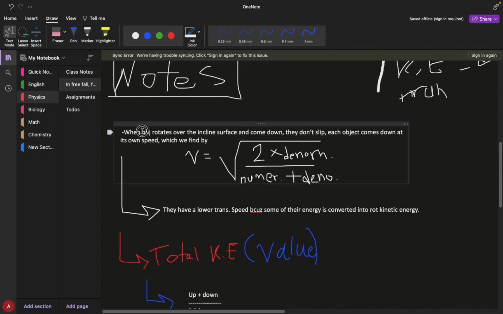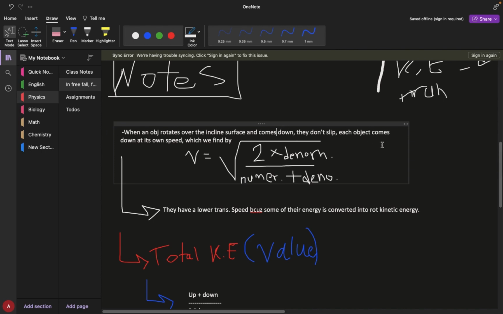When an object rotates over the inclined surface and comes down. By the way, this terrible English I just copy pasted from my measurement. That's where the terrible English came from. No, I don't want to sound rude. All right. When an object rotates over the inclined surface and comes down, they do not slip.